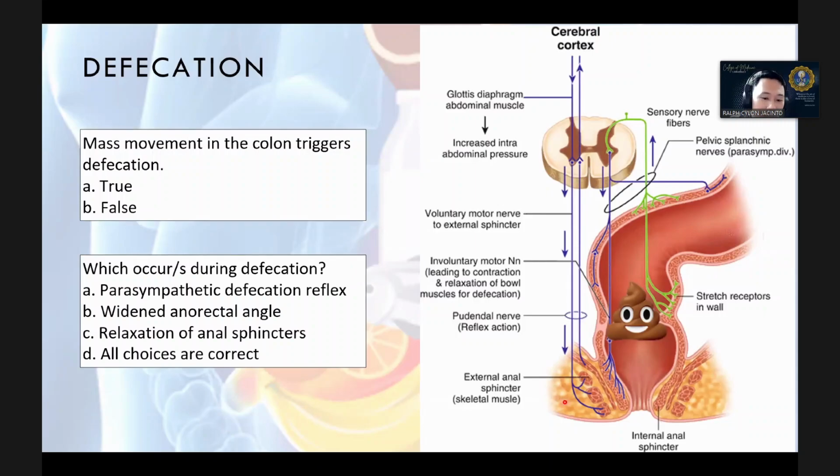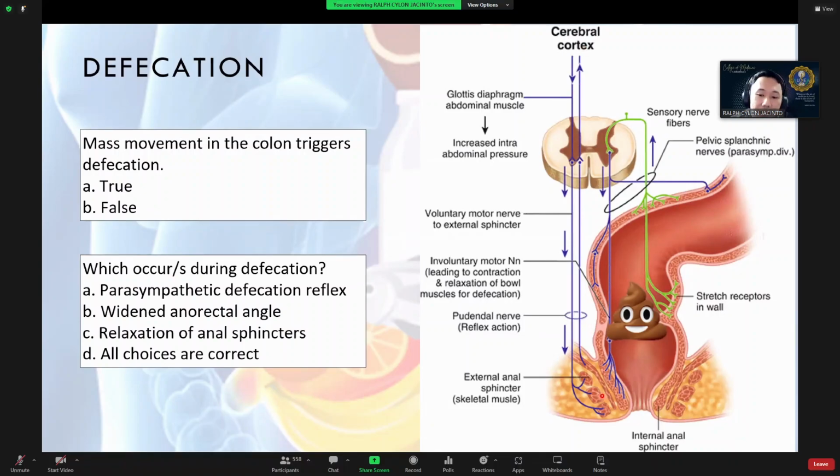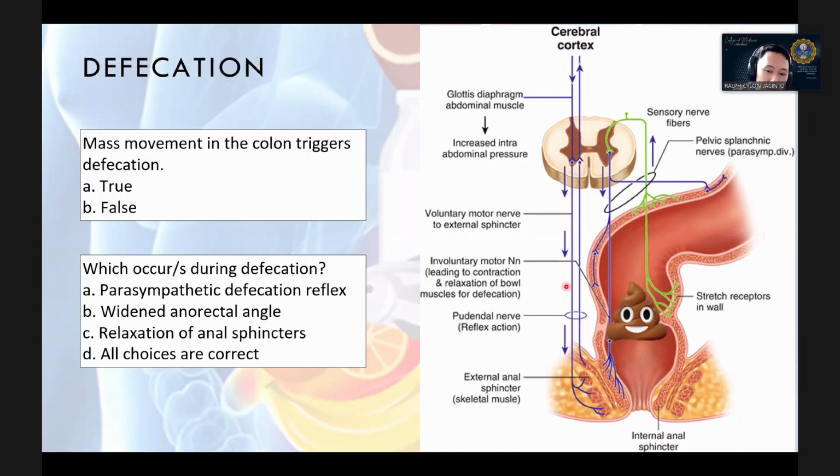And lastly, because of this parasympathetic defecation reflex, it can also send signals into the brain, and it will tell us that, 'di ba? Remember that your external anal sphincter, this is voluntarily controlled. Okay, so it will tell us that we can now relax the external anal sphincter. So when both anal sphincters are relaxed, yeah, that's the time that the fecal material can now move outside. Yeah. So yun yung review of defecation.